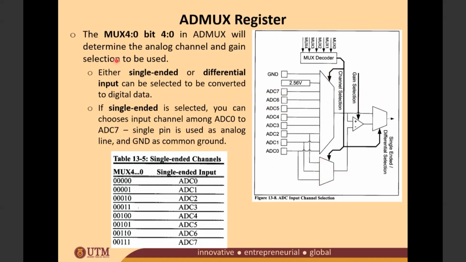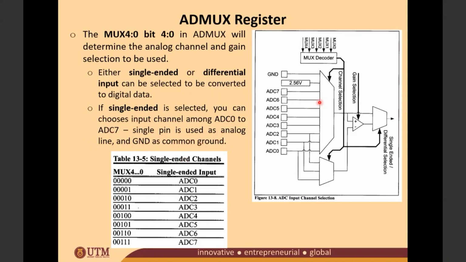So here, if you can see, either single-ended or differential input can be selected to be converted to digital signal. If single-ended is selected, you can choose an input channel amongst ADC0 to ADC7, in which a single pin is used as an analog line and ground as a common ground.